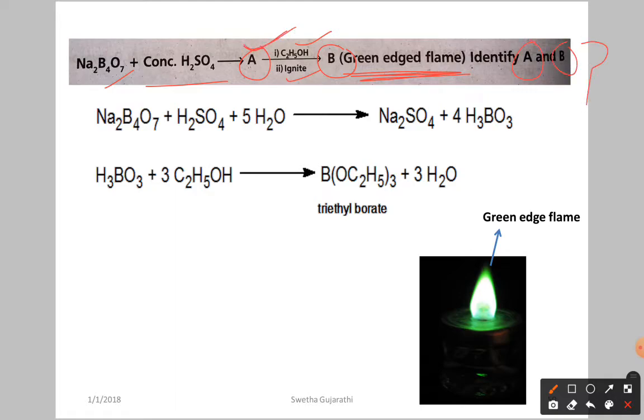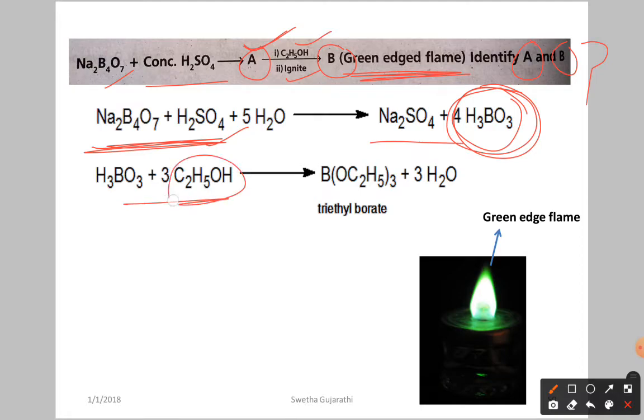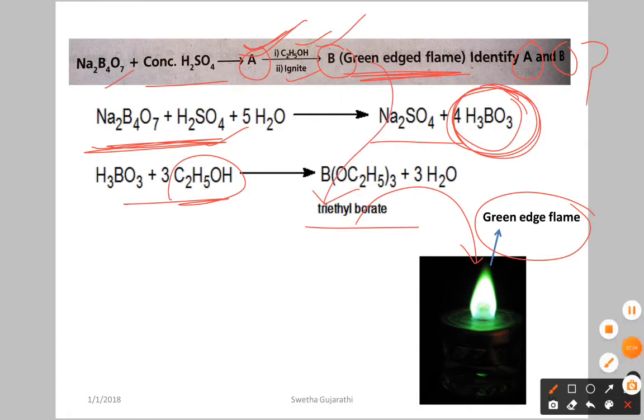A we already discussed in the preparation of boric acid. Borax on reaction with sulfuric acid gives sodium sulfate and boric acid. This boric acid on reaction with ethyl alcohol gives triethyl borate, which burns with a green edged flame. So A is boric acid, and B is triethyl borate, which gives the green edged flame.